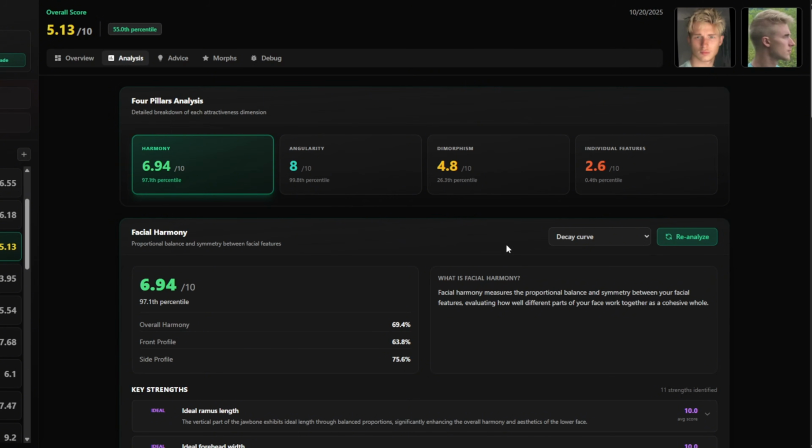So without further ado, let's see how the app works. Let's see how accurate it is, what kind of insight it gives on these faces.